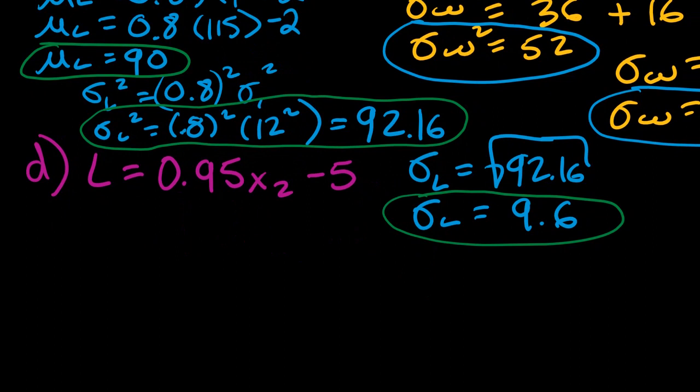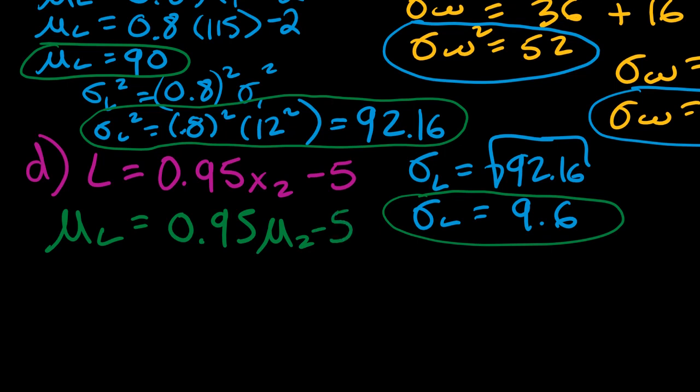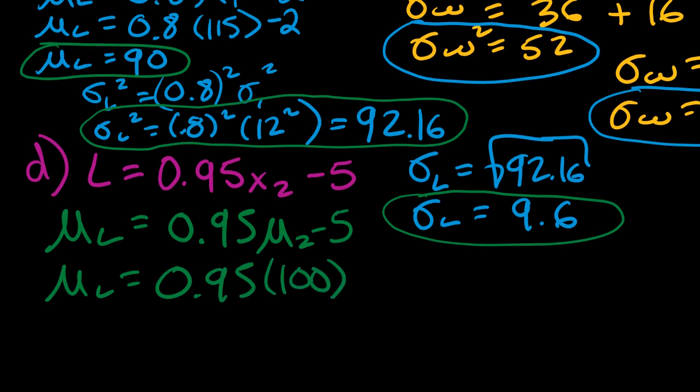Okay, the last example, right? To find the mean of L, keep your constant the same. 0.95. Instead of x, put in mu 2 and keep this constant the same in the back as well. What is mu 2? It's 100 minus 5. Plug that into a calculator, and you get 95 minus 5, which is 90.